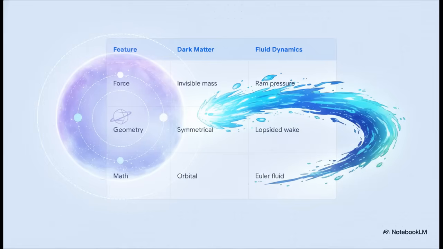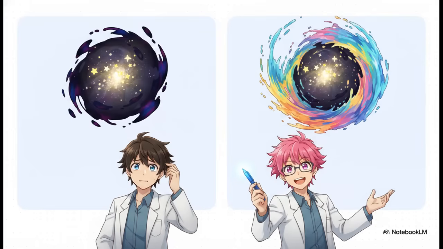Comparing these two models side by side reveals a really stark contrast. Where dark matter theory relies on invisible mass and this symmetrical geometry based on standard orbital mechanics, the fluid model goes a completely different route. It relies on measurable external ram pressure, a highly lopsided wake, and the Euler fluid equations. The most intriguing takeaway here is that instead of relying on a hypothetical, undiscovered invisible mass, the Euler equation allows us to explore stellar confinement through a massive, measurable external pressure gradient.